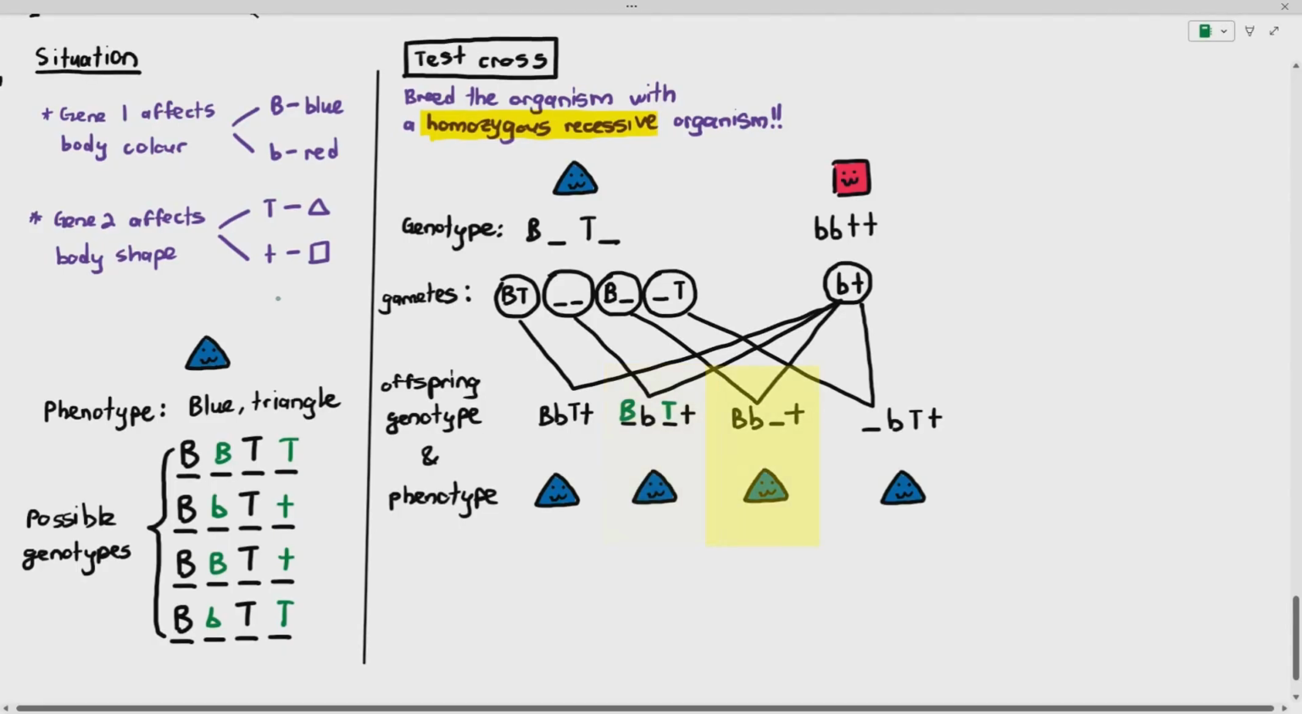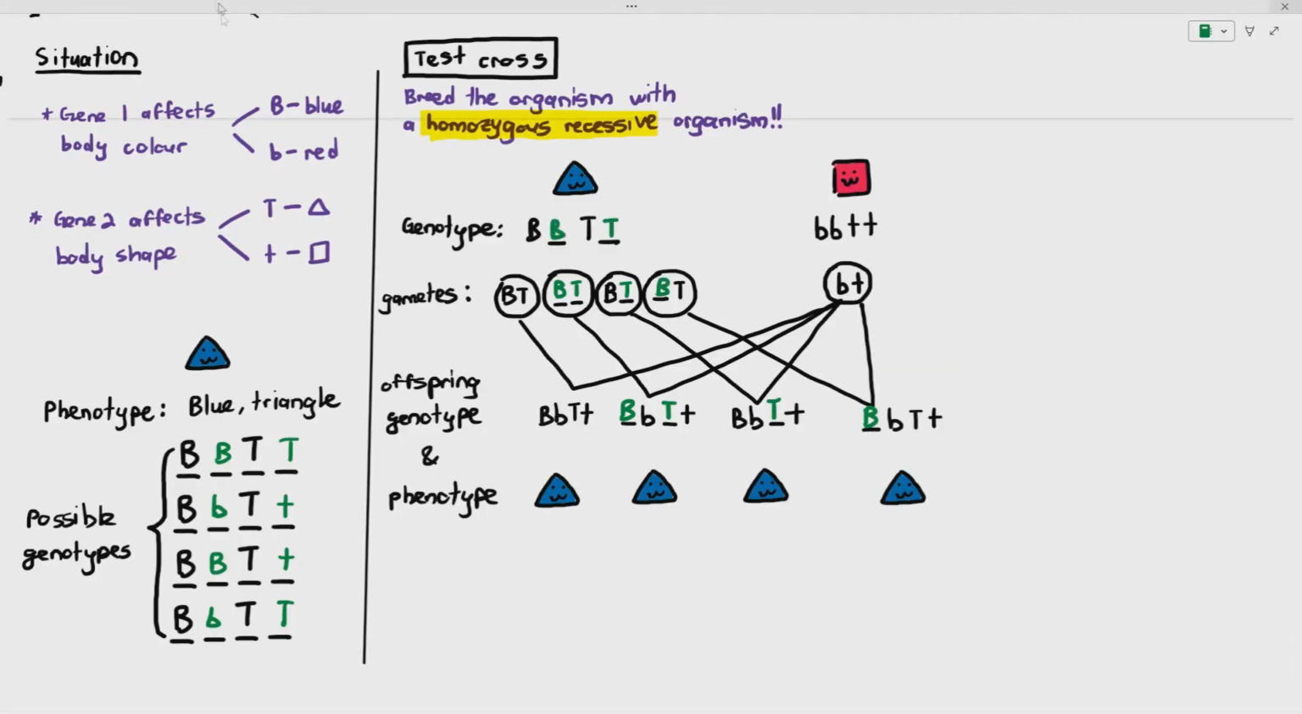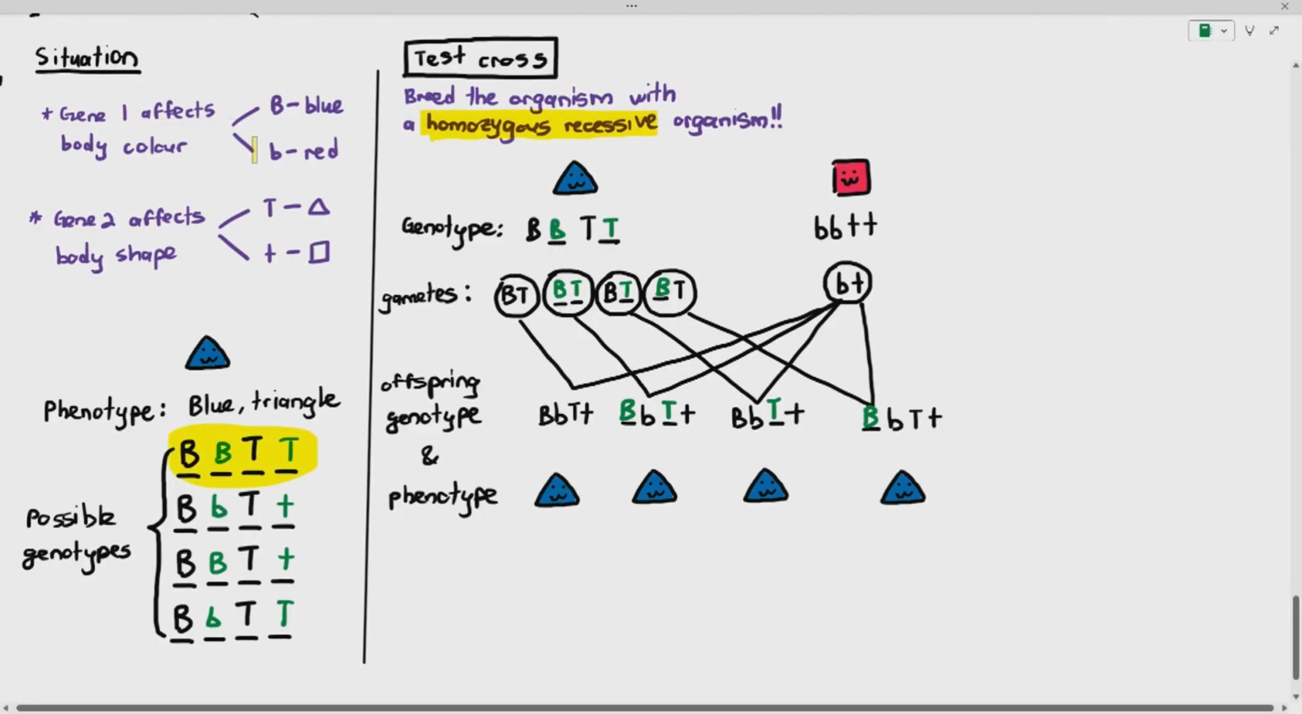For that one over there, it has to have one large T to make it a triangle. And for that one over there, it needs to have one large B to make it blue. So obviously the unknown gametes are just large B, large T. I've just basically put them all in. So this organism over here at the top is definitely just a homozygous dominant organism. There you go. Let's make it a little bit more complicated.